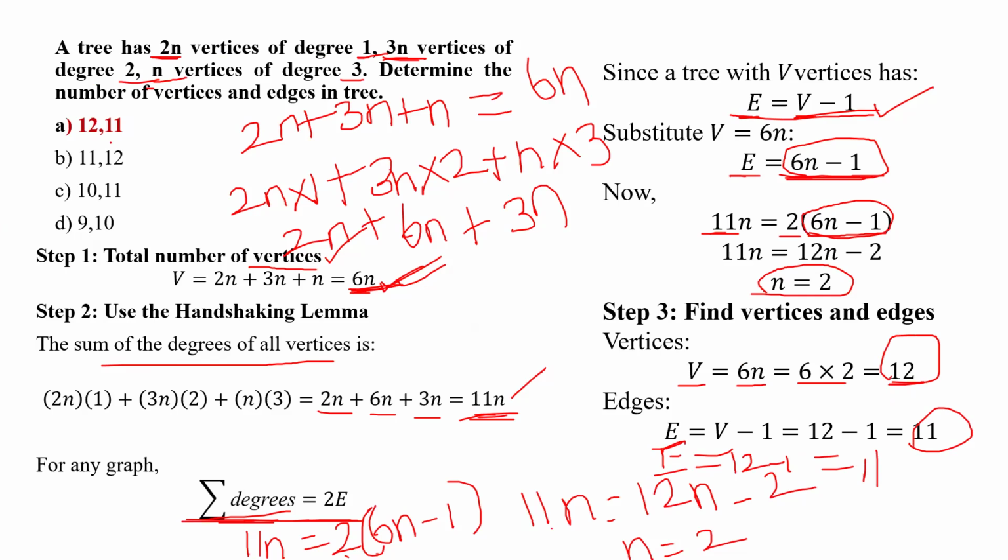The first number they are asking is vertices, so 12. Second, they asked edges. So 12 comma 11 is the answer. This is the formula we have to apply. I hope it is clear. Just work it out 2 or 3 times. It will be very easy and it is a very important question.